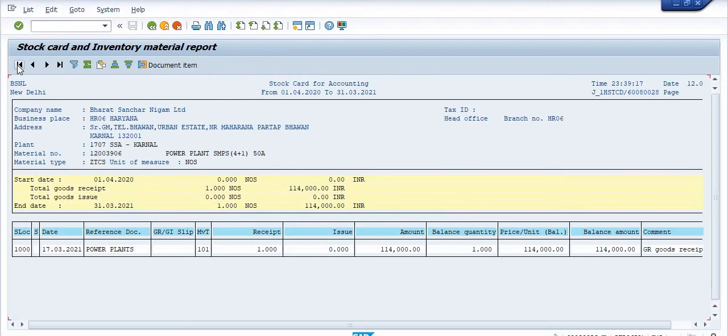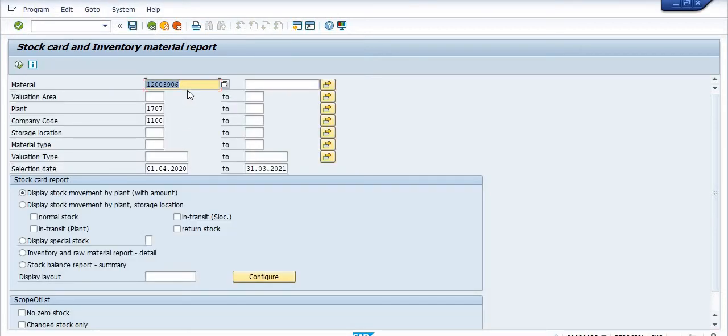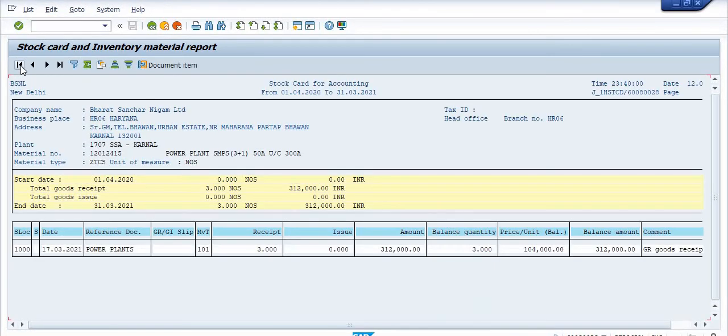Just execute. See here, the price, the unit balance. This is the price per unit, 1114000. This is the price of one unit. Getting my points? I'm going to take a different example with a different material code, 12012415. This is the material code of the power plant 300 ampere. I just want to check the price per unit in the last financial year. You can check, yes, the price per unit is 104000.